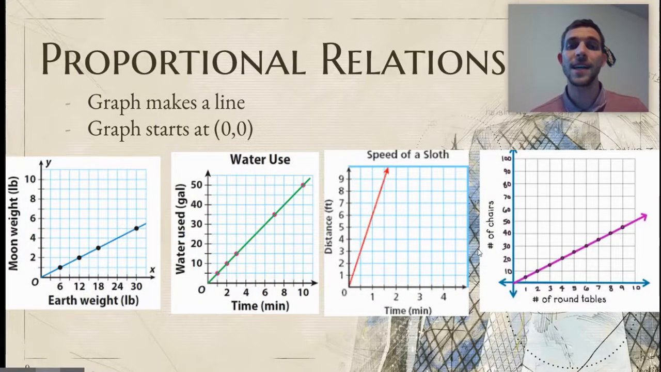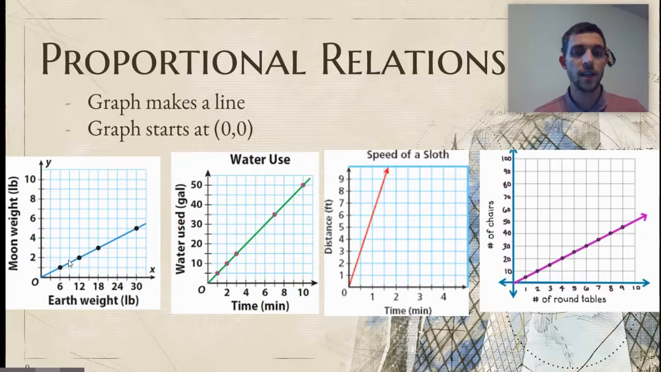First, remember that a constant of proportionality, 1, will always make a line, and 2, will always start at 0. If it does not make a line, or if it does not start at 0, then it will not have a unit rate that is constant for that relationship.